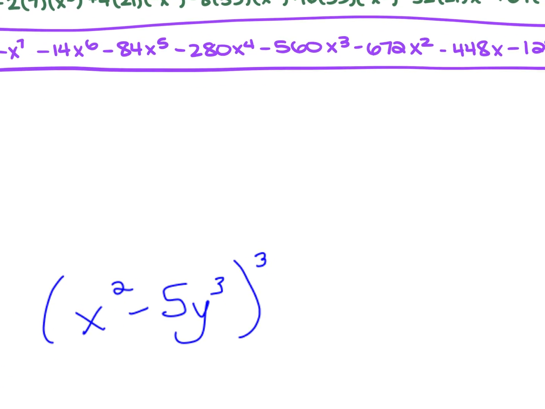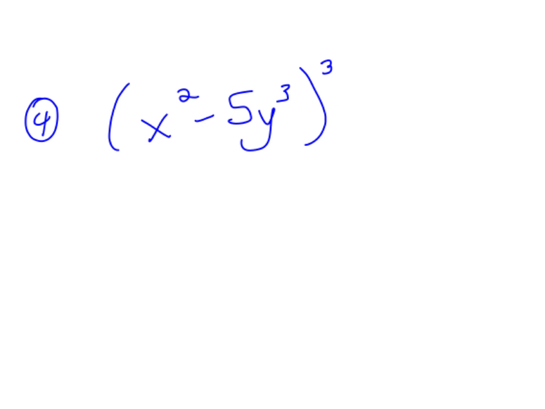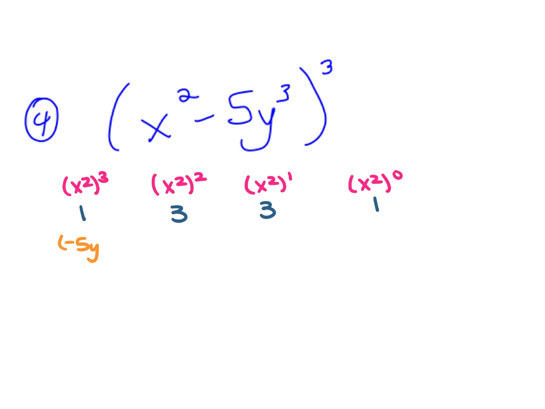For your last question, working with Pascal's triangle, you have x squared minus 5y cubed raised to the 3rd power. So we're going to start with the x squared raised to the 3rd power. Then we have x squared raised to the 2nd, x squared raised to the 1st, and x squared raised to the power of 0. For your power of 3, we have 1, 3, 3, and 1. Your second term is that negative 5y cubed. So we're going to raise that to the power of 0. Then to the 1st power, the 2nd power, and the 3rd power.